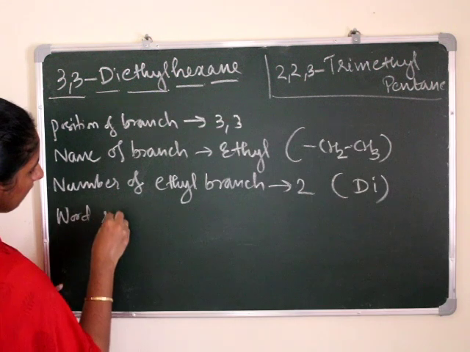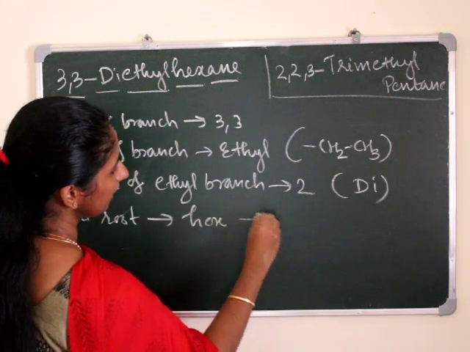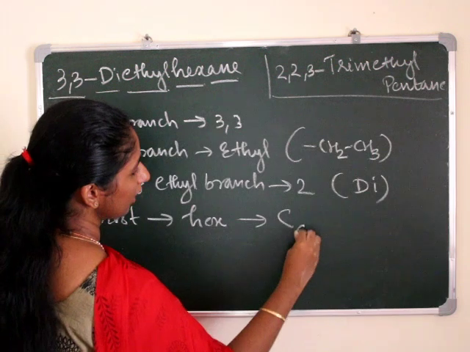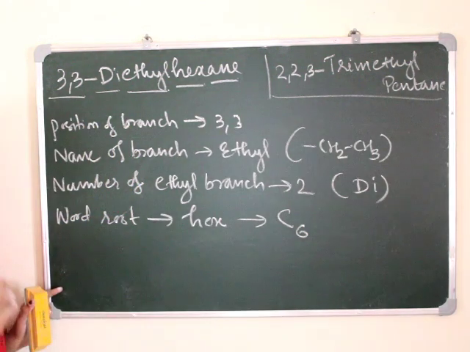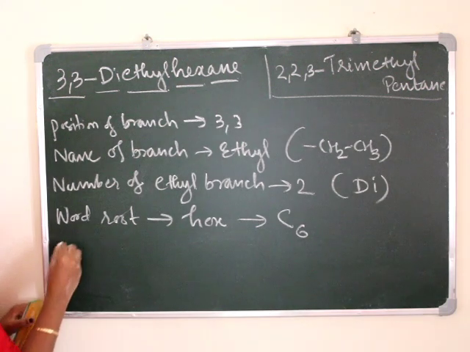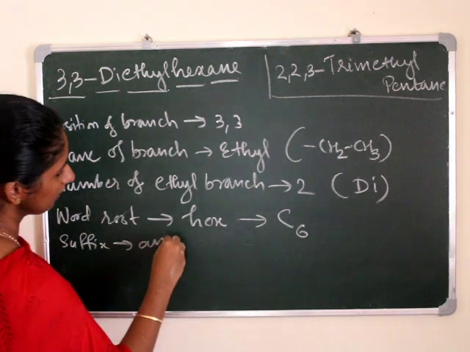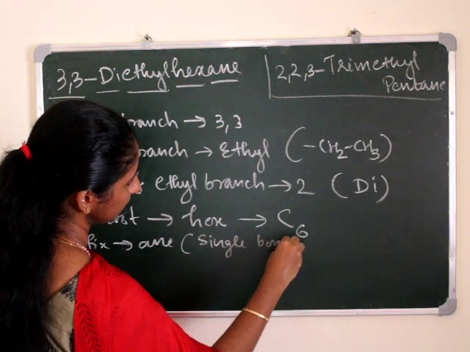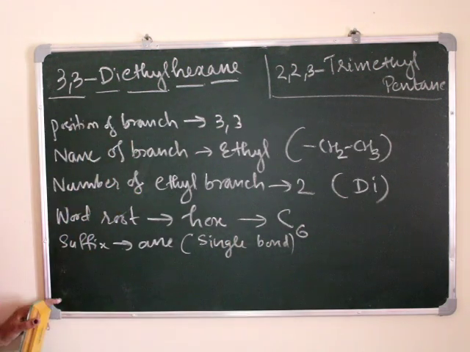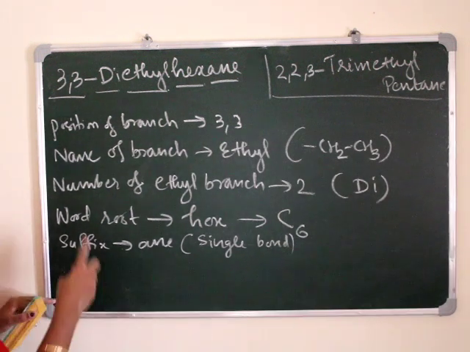And the word root is hex, that means 6 carbon atoms, C6, right? Meth, eth, prop, but, pent, hex. Okay. And the suffix here is ane, therefore only single bonds. So how can we draw the structure?